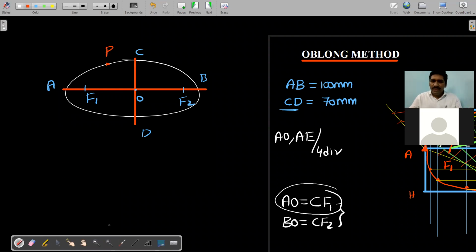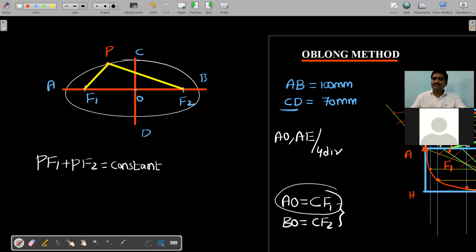Okay, if you just draw the line from P to F1, and one more line from P to F2, and if we just add the distances, listen carefully. So PF1 plus PF2, this will always remain constant. It is the property of the ellipse.